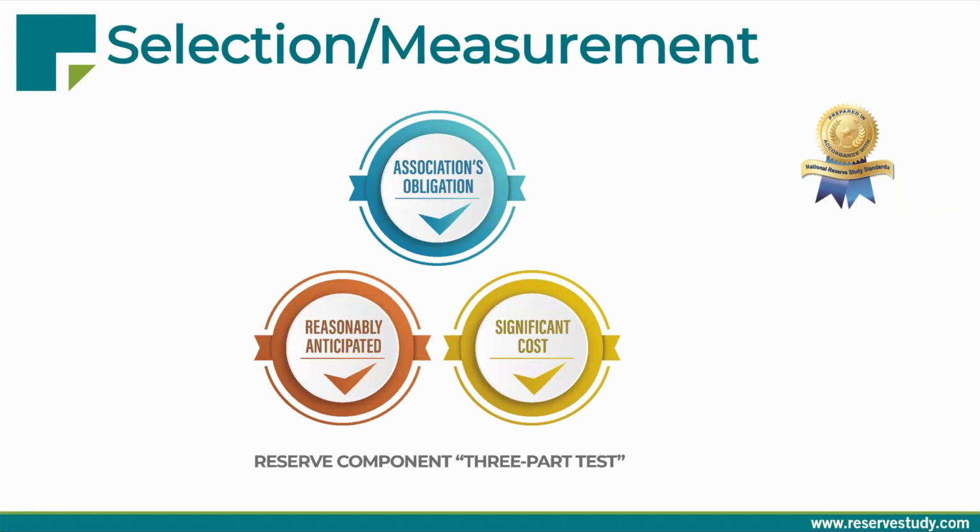For everyone else, a quick reminder: every component needs to pass the national standard 3-part test. You see it on the screen here. To be funded through reserves, the project needs to be the association's obligation to perform. It needs to be reasonably anticipated in both timing and cost. And that cost needs to be significant to the association, big enough that it would disrupt the operating budget if you tried to absorb it there. So if you haven't seen that Reserve Saves 101 webinar, you can catch up and watch it from our website or on YouTube at your convenience.